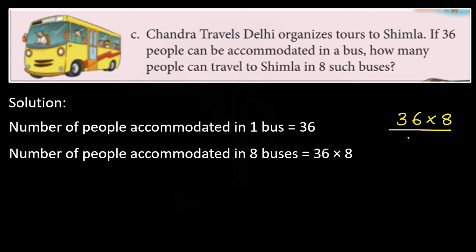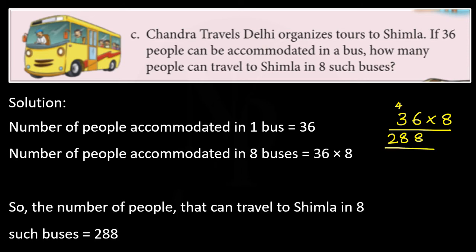8 6s are 48. So we write 8 here, 4 is carried forward. 8 3s are 24. 24 plus 4 is 28. Therefore 288 is the product. So the number of people that can travel to Shimla in 8 such buses is equal to 288.